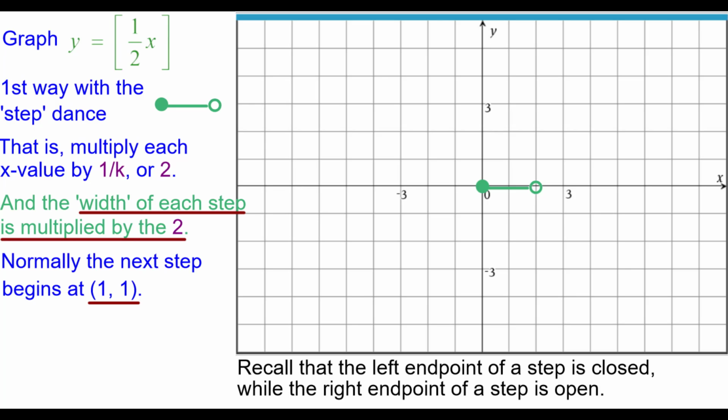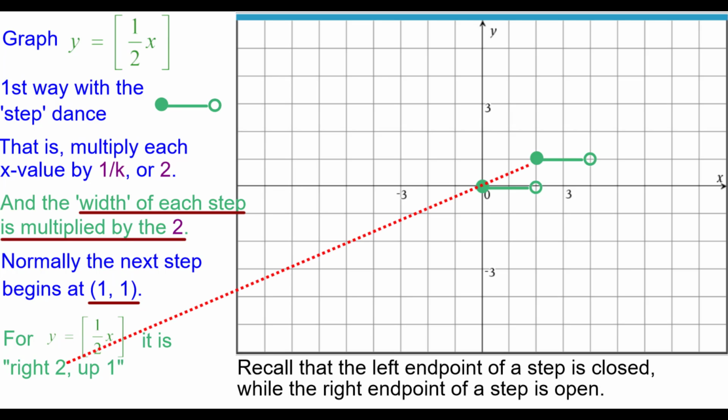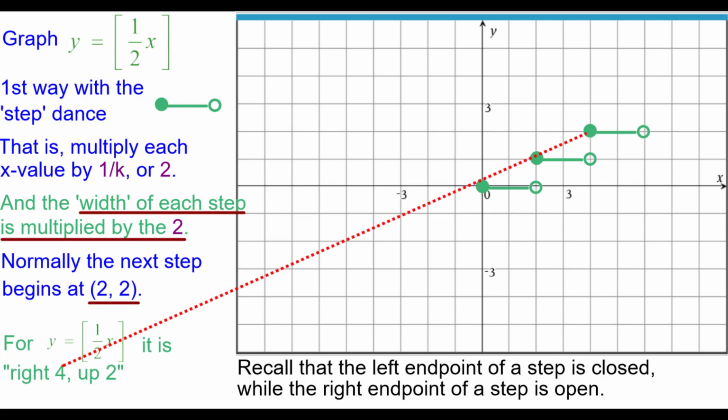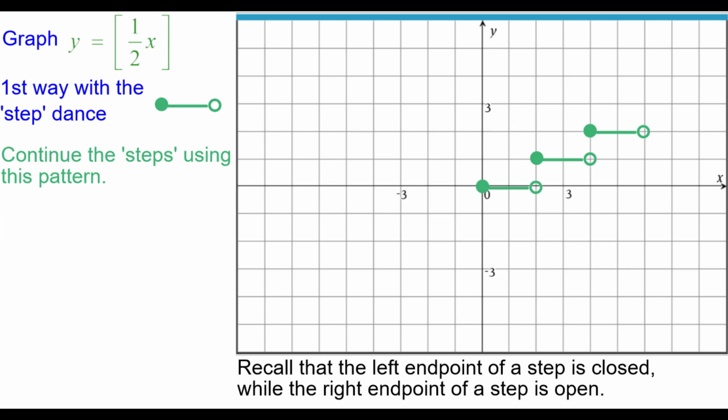Normally the next step would begin at 1, 1, but for ours it's going to be right 2 up 1 because we're going to multiply each x by 2, so 2 times 1 is 2. The y-coordinate remains unchanged. So we'll plot that point and then make a step 2 units long. Next step at 2, 2, but ours is going to be at 4, 2. And I think we have enough steps to see the pattern here, so let's put in a few more steps using that pattern.